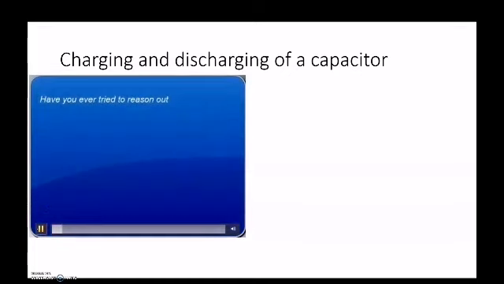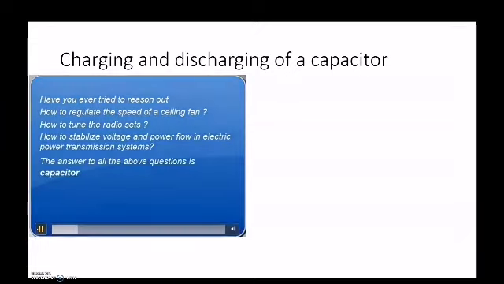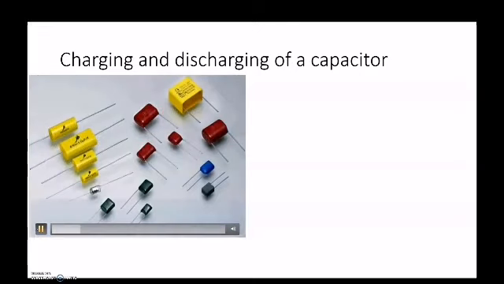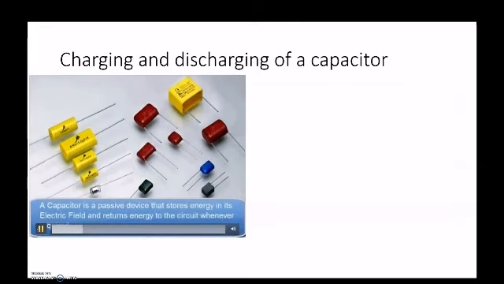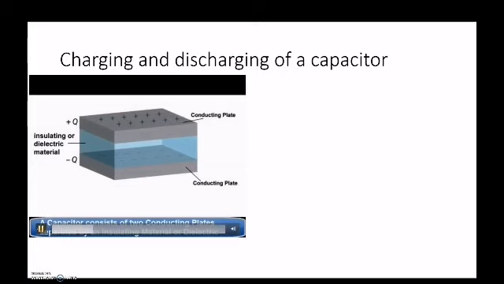Have you ever tried to reason out how to regulate the speed of a ceiling fan, how to tune the radio sets, how to stabilize voltage and power flow in electric power transmission systems? The answer to all the above questions is capacitor. A capacitor is a passive device that stores energy in its electric field and returns energy to the circuit whenever required. A capacitor consists of two conducting plates separated by an insulating material or dielectric.